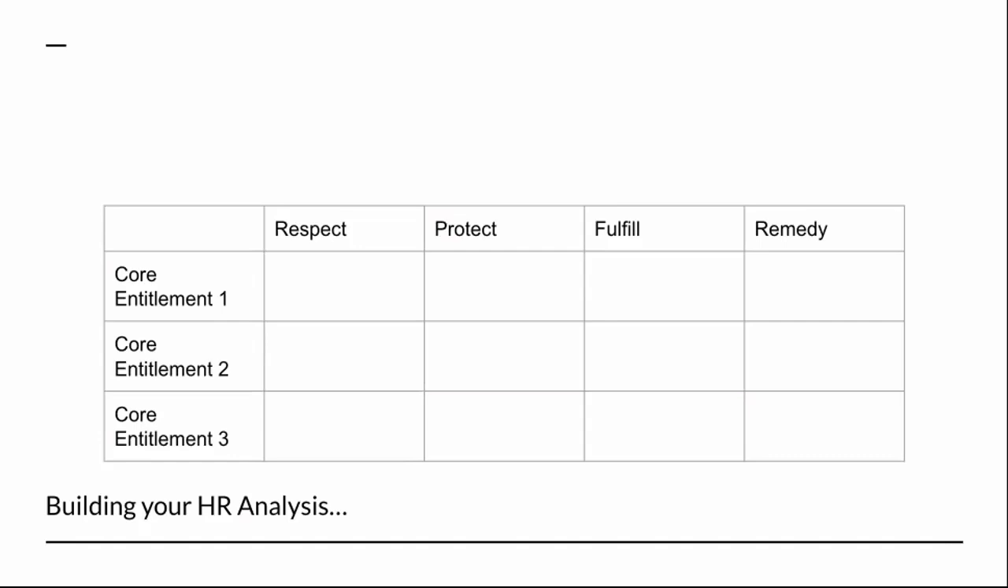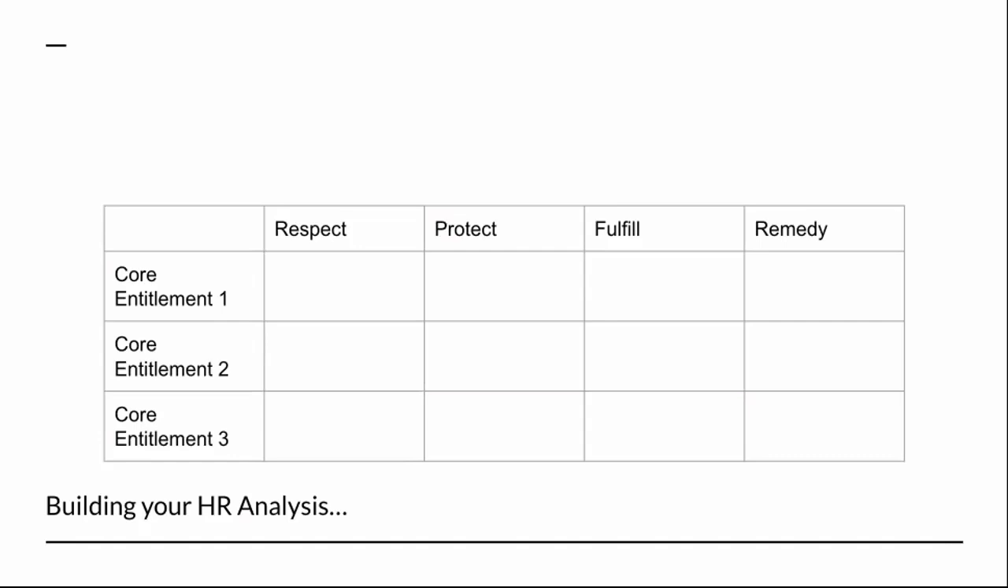So the row that corresponds to that core entitlement, you can just say, how does this law respect this entitlement? How does it protect this entitlement? How does it fulfill this entitlement? How does it provide remedy if this entitlement is not respected, protected, or fulfilled? And just do the same thing.